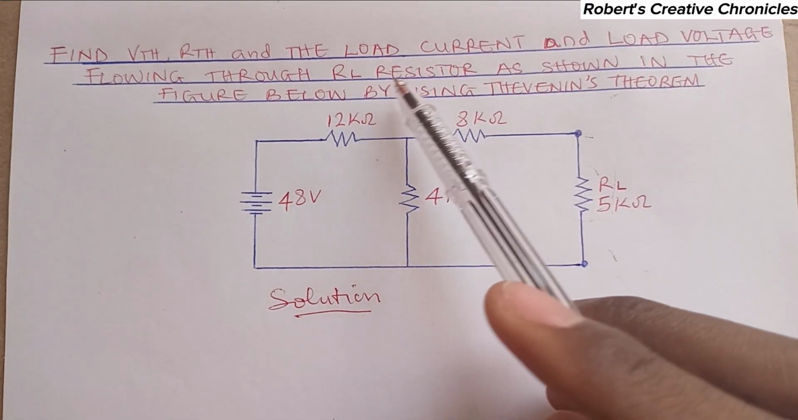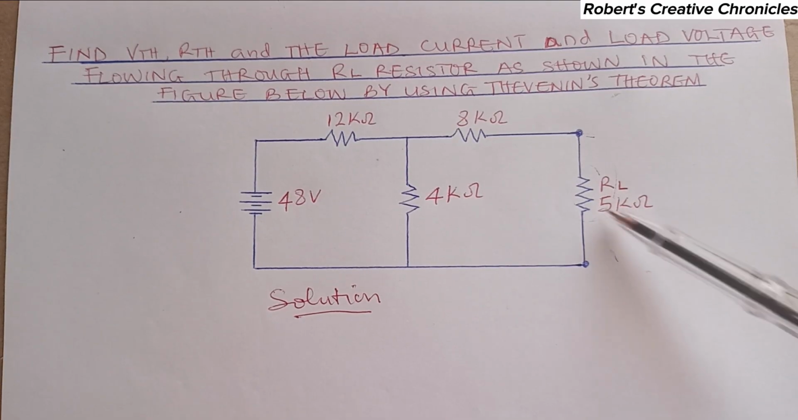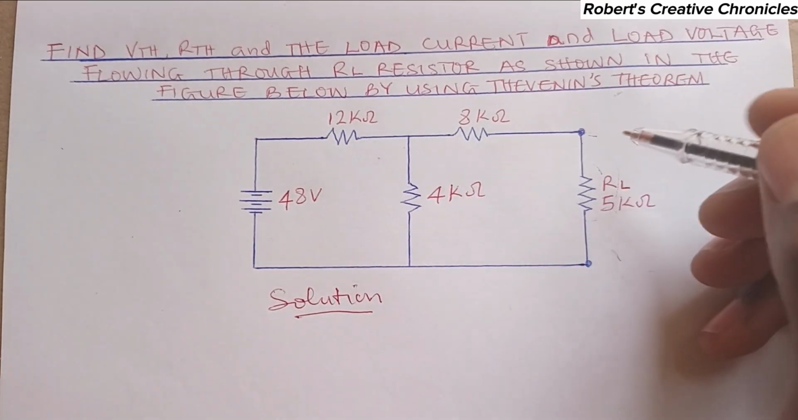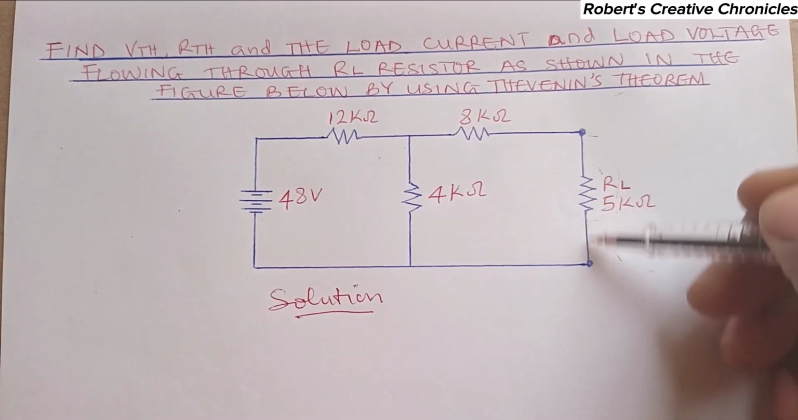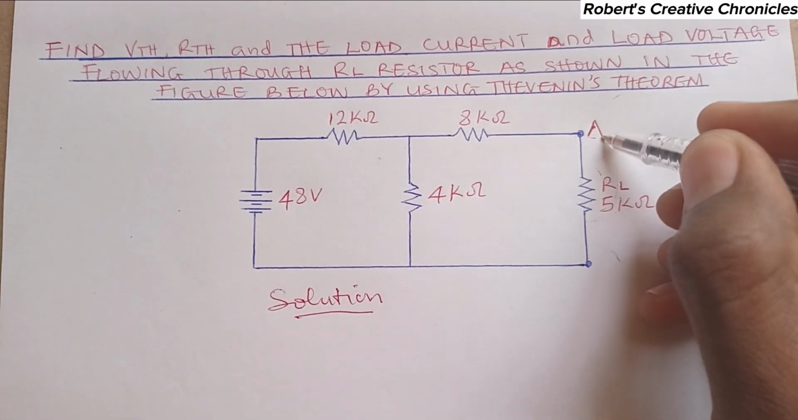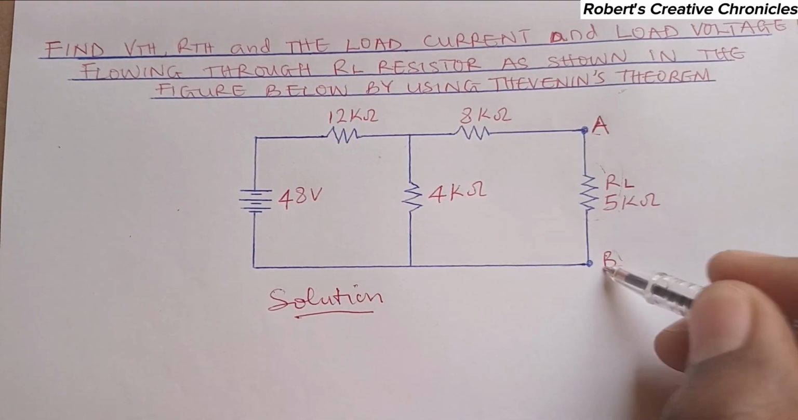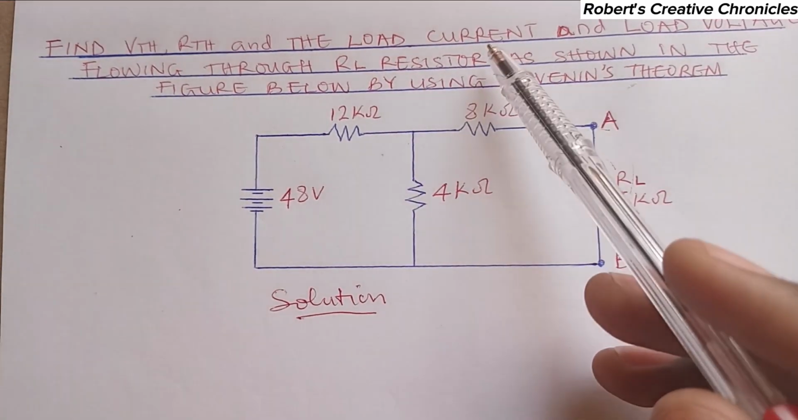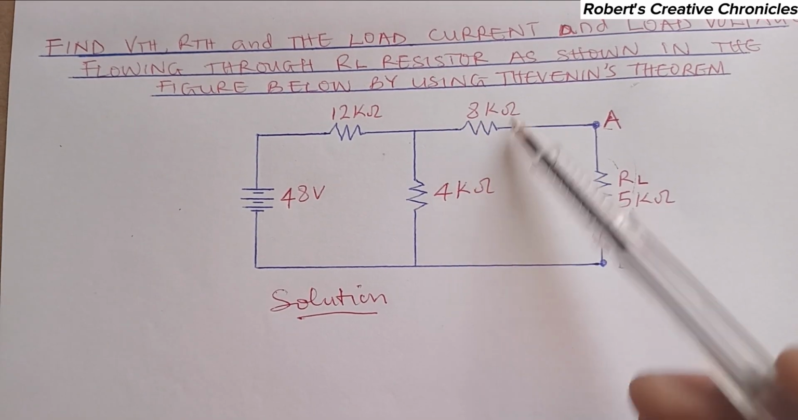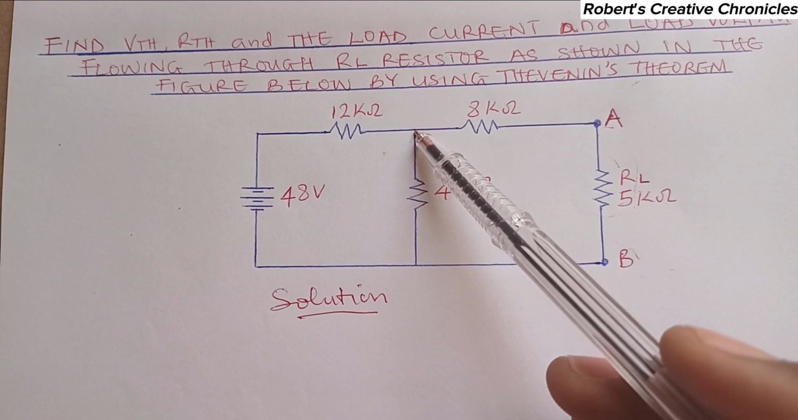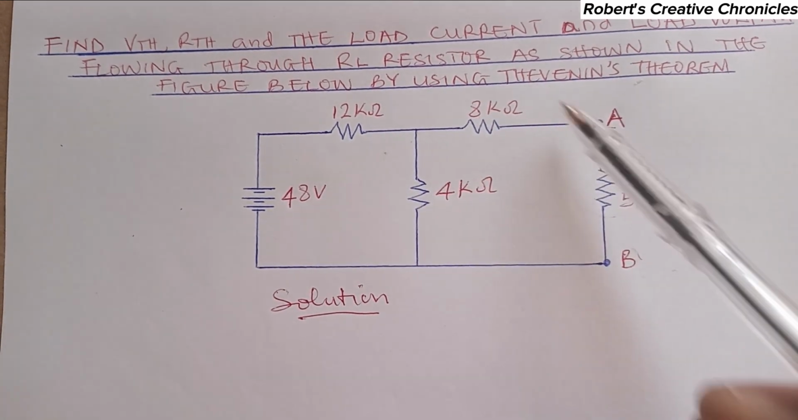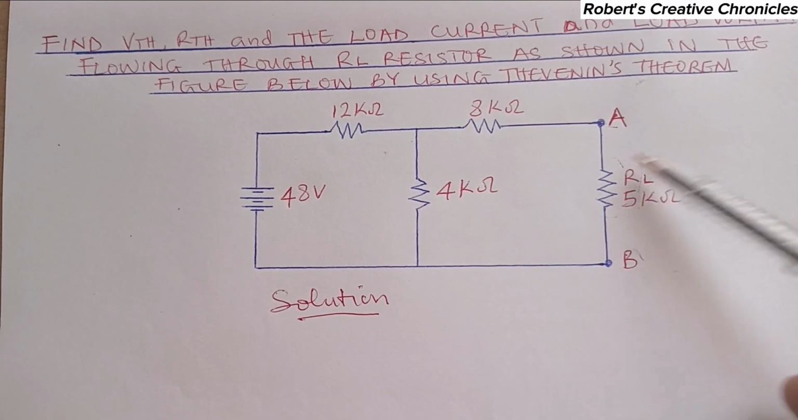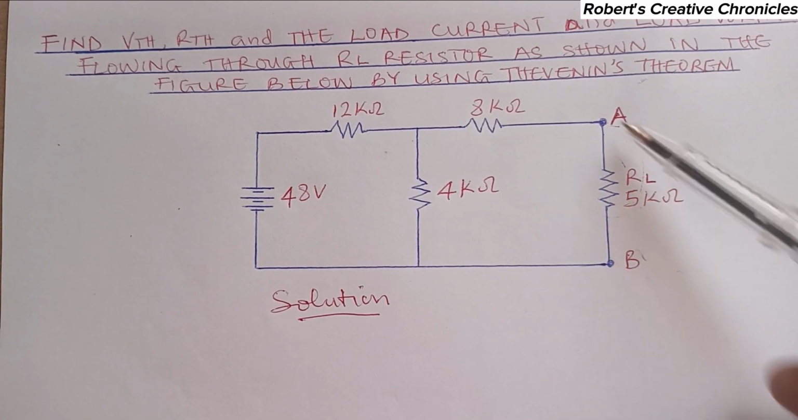Now, since we are to find the load current and the load voltage, that is RL, this is the load. That means, according to Thevenin's theorem, we're going to remove this branch, and we'll name the terminals AB. If the question had specified that we should find the current and the voltage across the 8 kilo ohm resistor, we could have removed this branch from here to here. But the question says we should find the load current and the load voltage, and this is the load. So it's this branch we are going to remove.